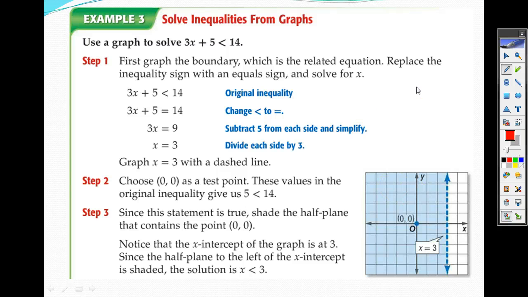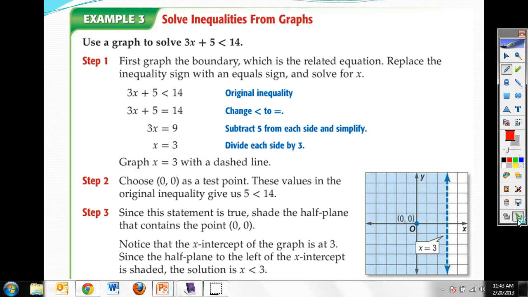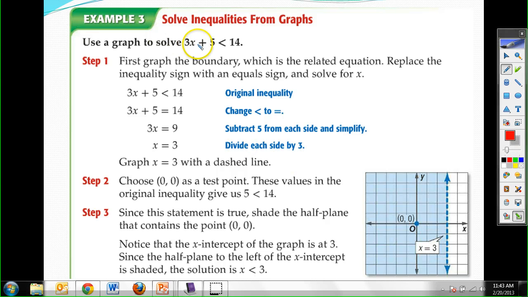Okay, so here is example 3. Solve inequalities from graphs. Okay, so we're going to do the same thing here. We're going to solve for x, and they took away 5 on each side and then divided by 3, which gave you x equals 3. So this time, this graph, x equals 3, is this graph here. It's 1, 2, 3. That's what x equals 3 looks like, a straight line going up and down. You notice it's a dashed line because it has a less than sign.